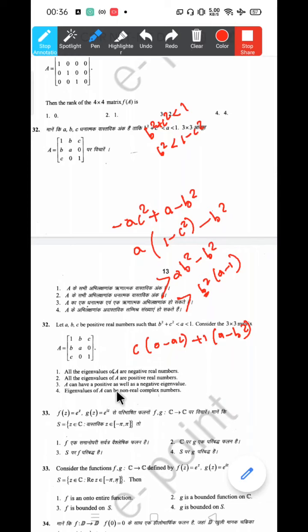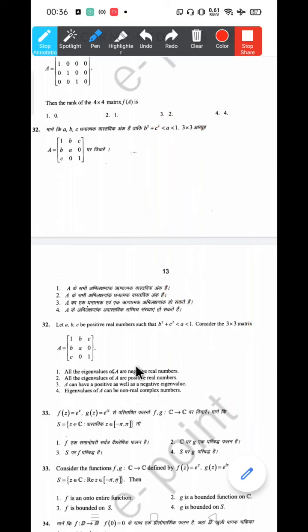Yeah, I think option 3 must be true, because if it is also given positive, actually we should be double sure. Just let me do it once again. Maybe I should put some values. If I put B and C as 0, 0 and A equal to 1 by 2, then this will be 0, this will be 0, and this will be 0, this will be 0. A is 1 by 2. So can you see that the eigenvalues are all positive? Yes, in this case we got all positive.